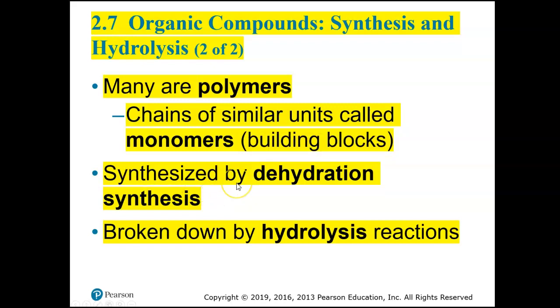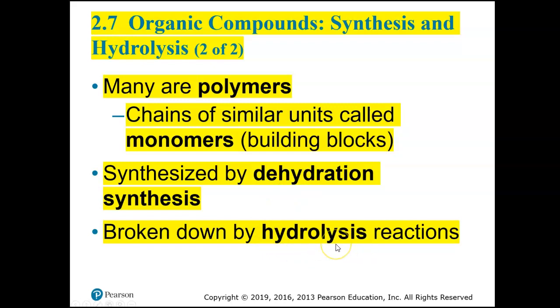The synthesis reactions that form these molecules are called dehydration synthesis. It's called dehydration synthesis when a larger macromolecule is formed, like when 2 amino acids are joined to form a peptide. A dipeptide is what it would be called. When you form a larger molecule by combining two or more of the monomers, it's called dehydration synthesis. The opposite or reverse of that is called hydrolysis.